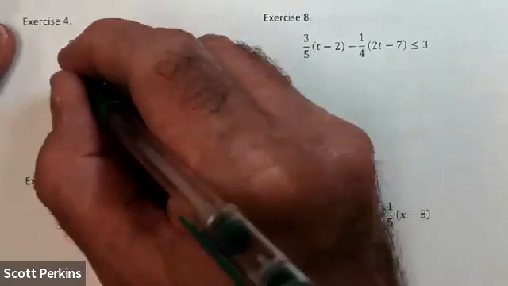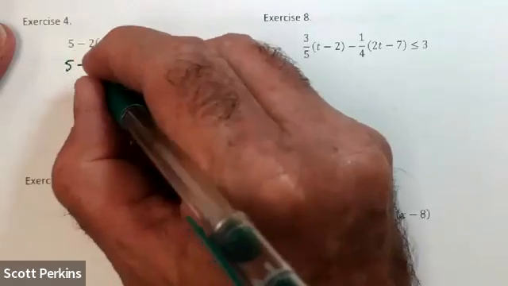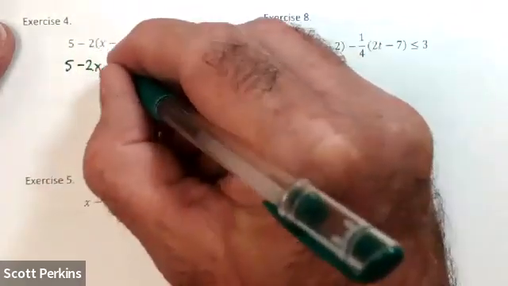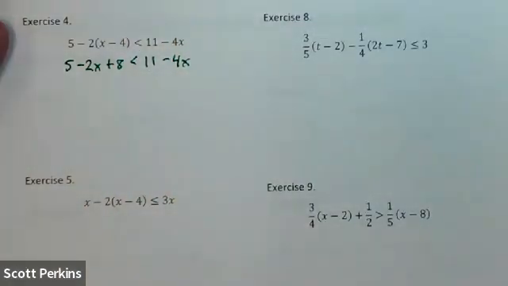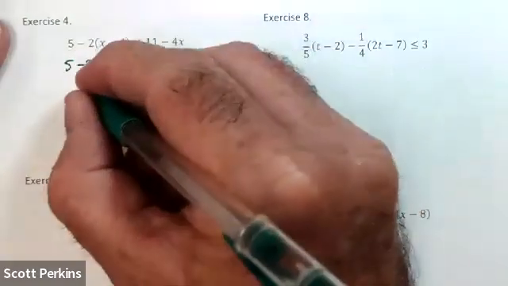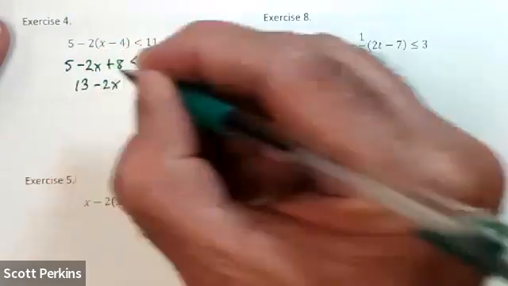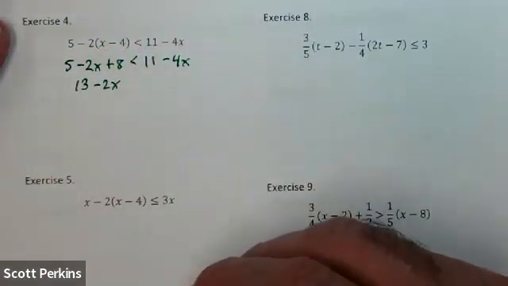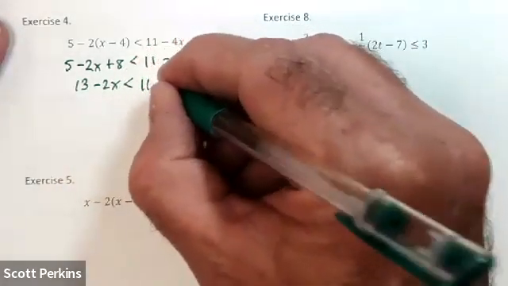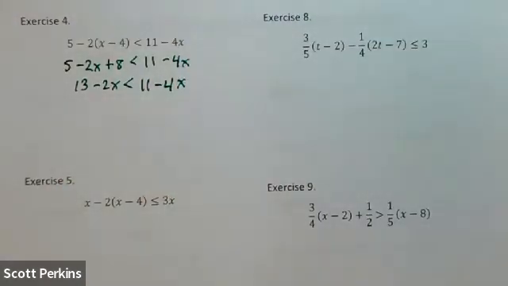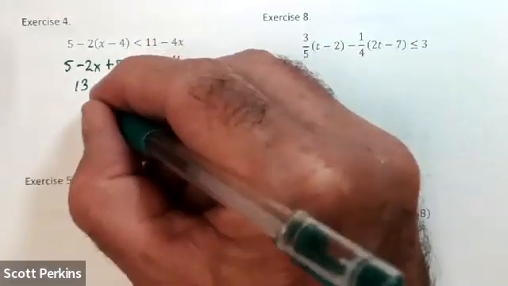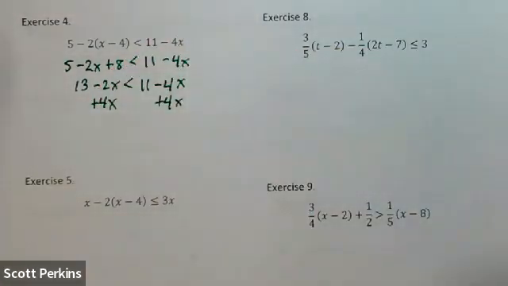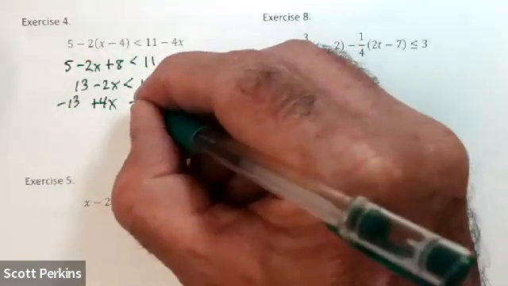So what I have to distribute is the -2. So I have -2x. -2 times -4 is +8. My like terms, 5 plus 8 is 13 minus 2x, or -2x plus 13. The order is unimportant. I'm going to put all my x's on the left, numbers on the right. So here we go. X's on the left means I'm going to add this 4x to get all the x's on the left. Numbers on the right means I'm going to subtract this 13 to get the numbers on the right.